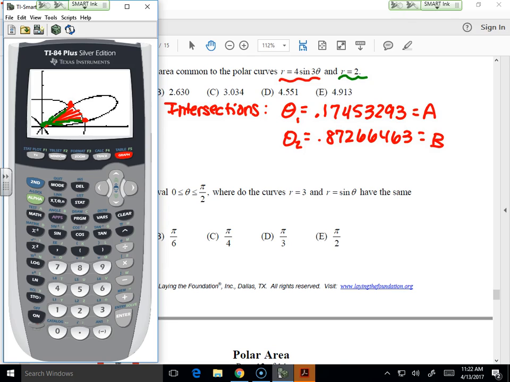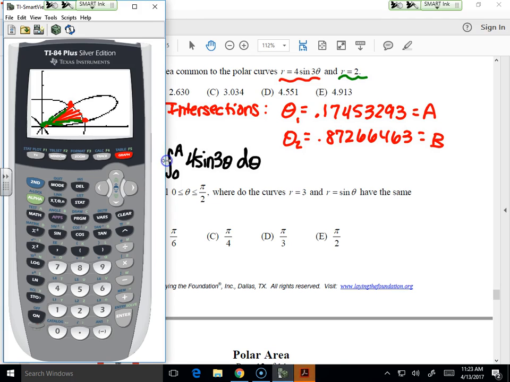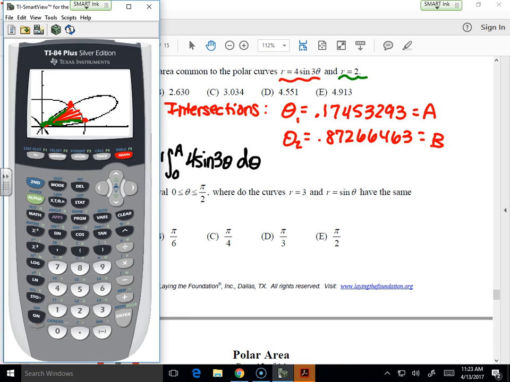So then from 0 to A, we're going to use 4 sine 3 theta d theta, so we have to plug it into our formula, which is 1/2. Can we just multiply it by 2? Let me finish writing my integral. So it's 1/2 what? R squared, right? Yeah.